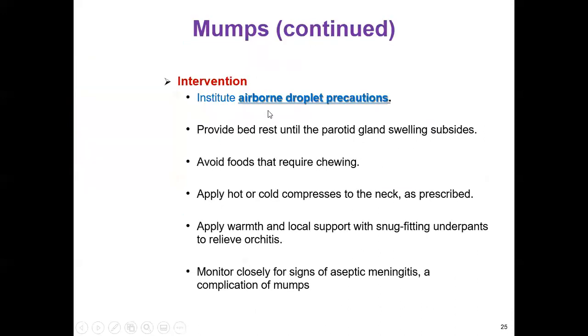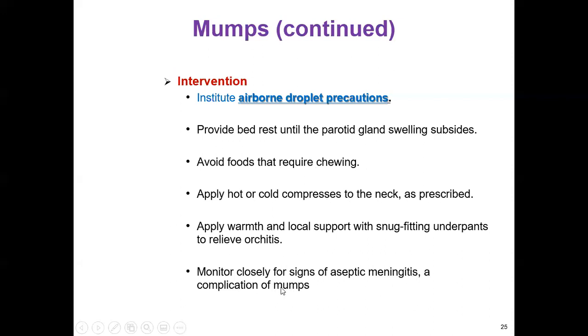So, if my patient has mumps, what are the interventions? Mumps is spread by droplets, so we have to follow droplet precautions, like surgical masks. Stay within 3 feet of the patient, give them a private room, and the patient must wear a surgical mask during transport, and limit the transportation. Provide bed rest and adequate food, avoid foods that require chewing, apply hot and cold compresses to the neck, and provide local warmth and support. Also monitor closely for signs of aseptic meningitis, a complication of mumps.